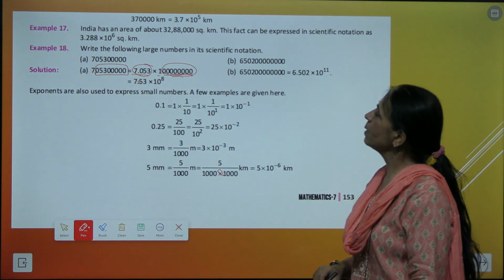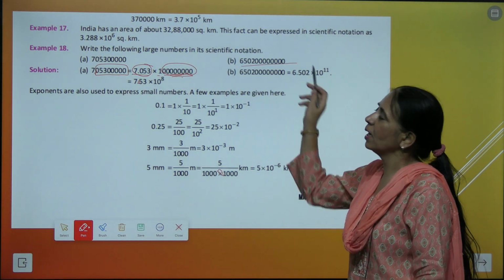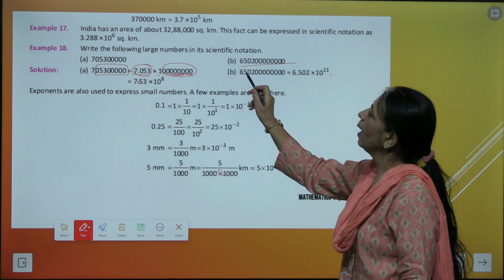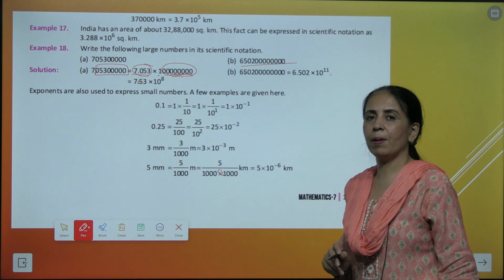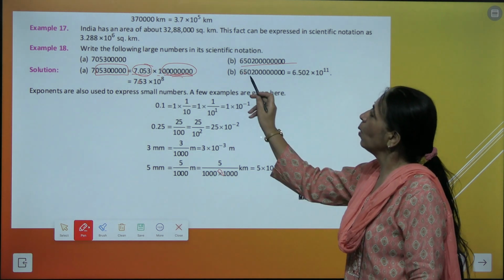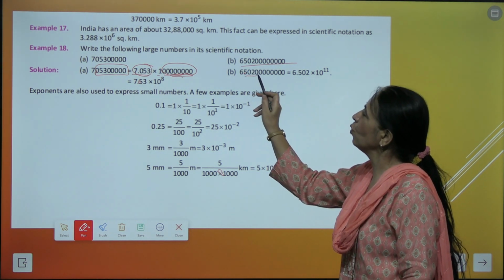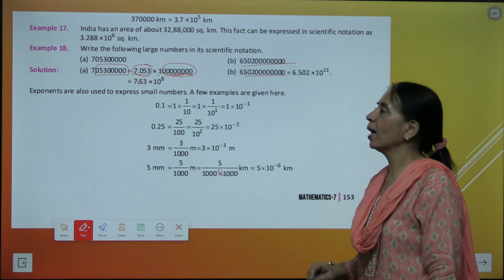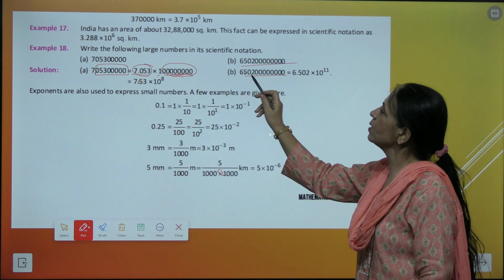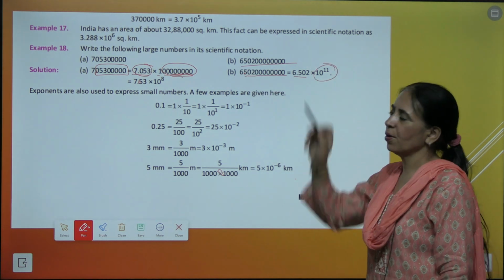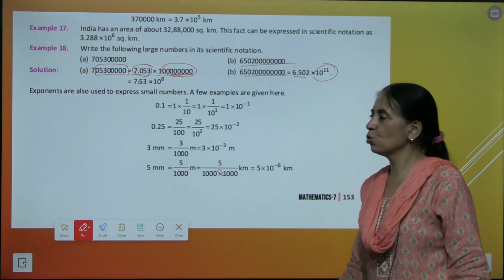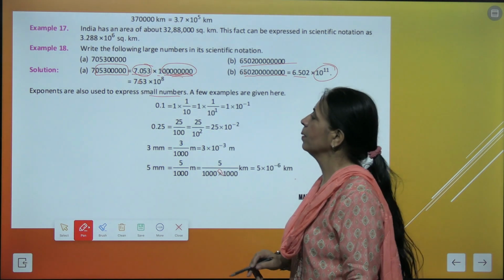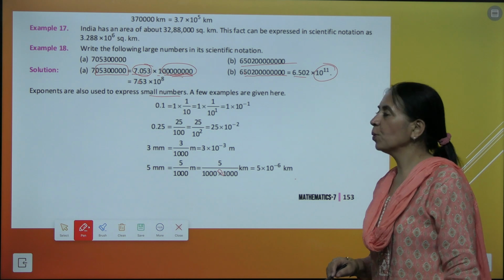Correct? Now similarly, इस नंबर को रीड करना बहुत मुश्किल है। कोई बात नहीं, हम इसको इजी बनाएंगे। हमने यहाँ पर फर्स्ट डिजिट के बाद डेसिमल लगाया और काउंट की कितने प्लेसेस हैं 2, 4, 6, 8, 10, 11। So we are going to write 6.502 multiply 10 raised to the power 11. So simple.